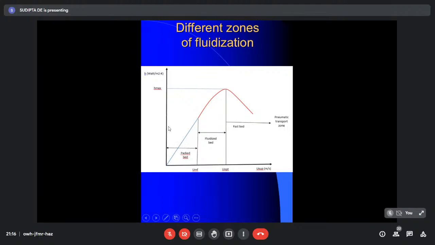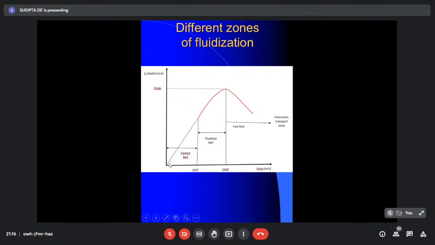As I have mentioned, if you increase the superficial velocity, meaning the air velocity passing through the fluidized bed, then initially, up to a certain value of the superficial velocity, which is U suffix mf, Mf means minimum fluidization. Up to this velocity, there is no movement of the particles, only the air movement. So at that time, this bed is called a packed bed or fixed bed. Same terminology, you can call it packed bed or fixed bed. Then the fluidization starts, and when the fluidization starts, the solid particles start moving.